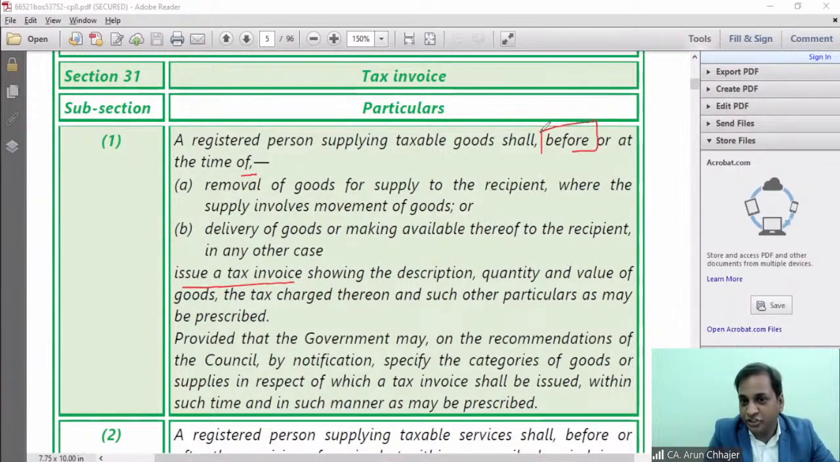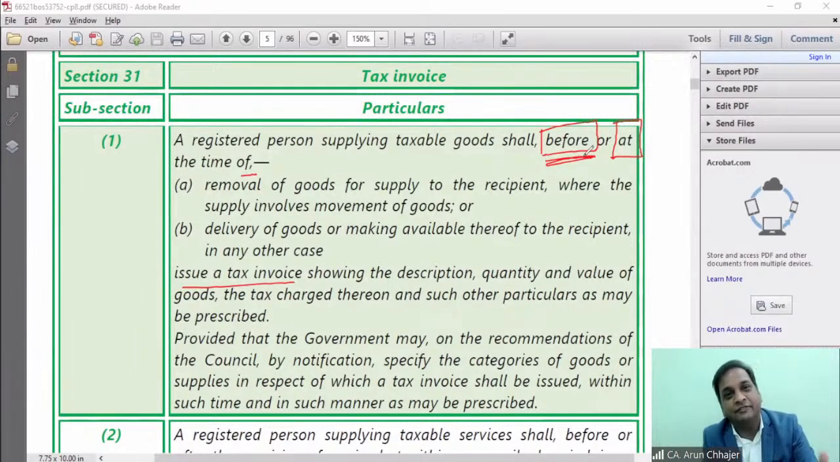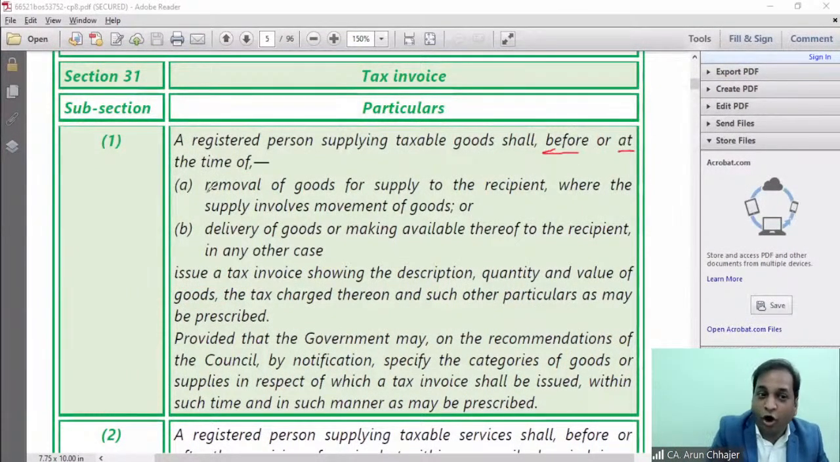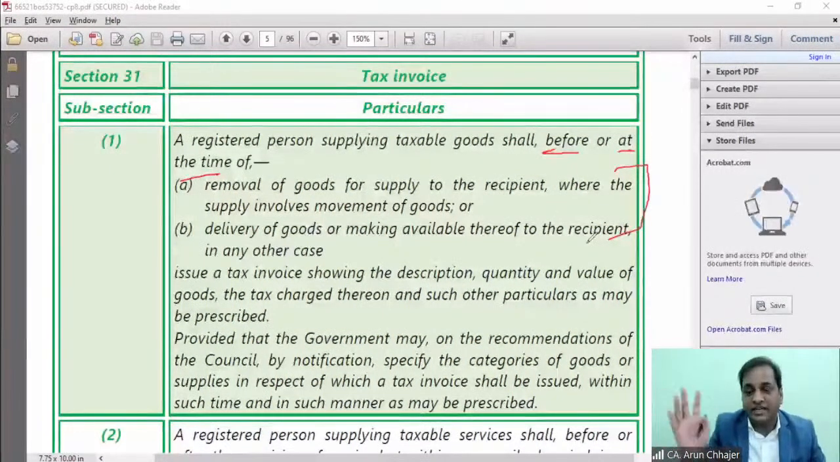From here, one question is clear: whether we are legally permitted to issue the tax invoice in advance. Repeating the question, can I issue the invoice in advance, before the supply? The answer is yes. 31(1) gives the confirmation that I can issue the invoice either before or at the time. It is the maximum last date by which I have to issue the tax invoice.